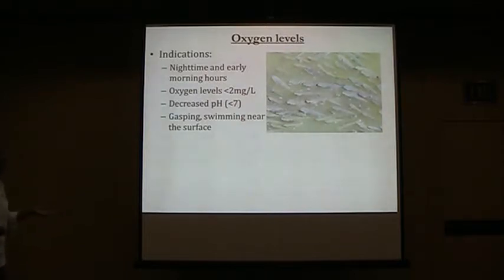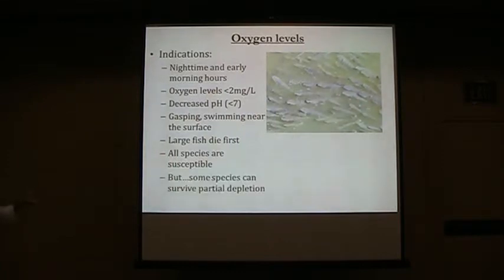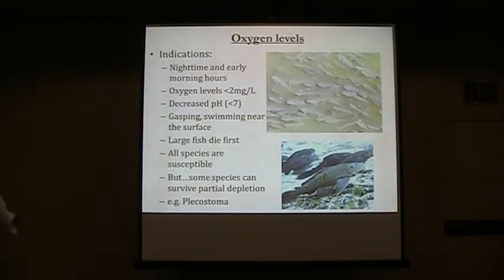In terms of fish behavior, you'll see gasping or swimming near the surface. The larger fish tend to die first, simply because they require more oxygen. And all species are susceptible, but like I said before, there's some that can deal with this sort of thing. So this is an example of, it may seem like a preliminary thing to you, but there are a lot of people who don't actually go through this process when trying to diagnose what has happened in their lake.